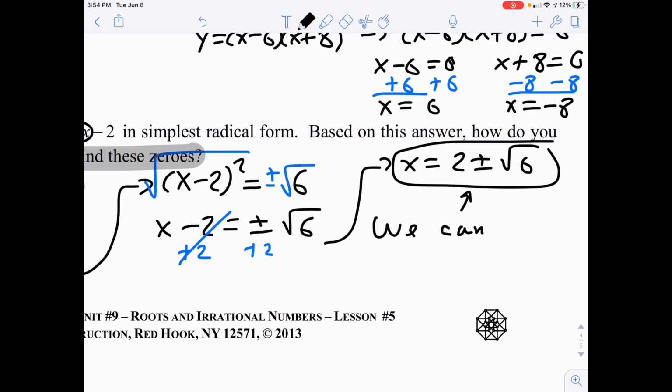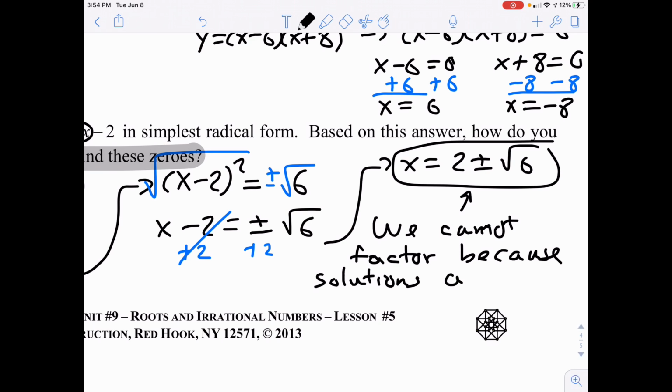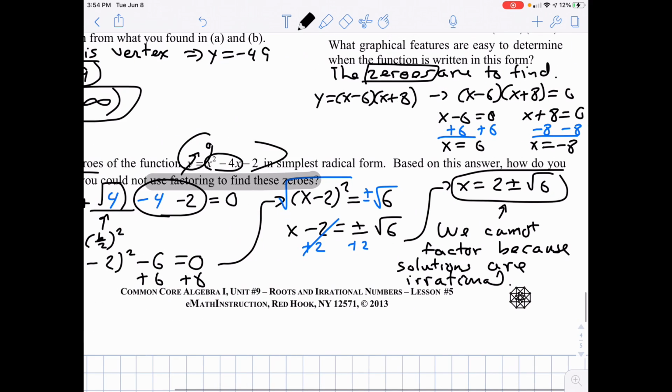We cannot factor because the solutions are irrational. You can only factor rational solutions. Okay? Irrational, all zeros found by factoring are rational numbers. These are clearly not rational, therefore this trinomial is not factorable.